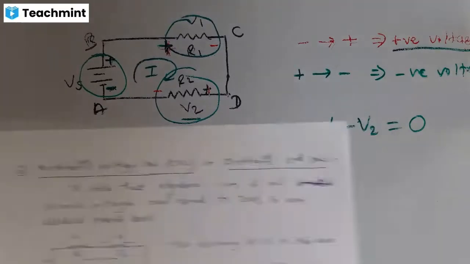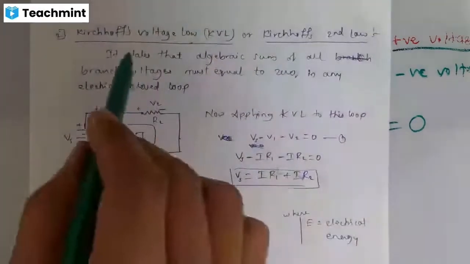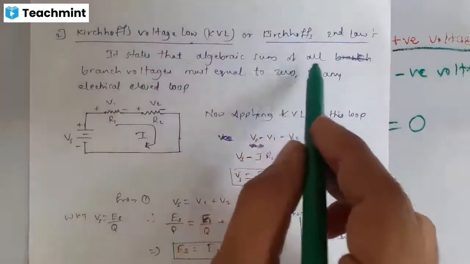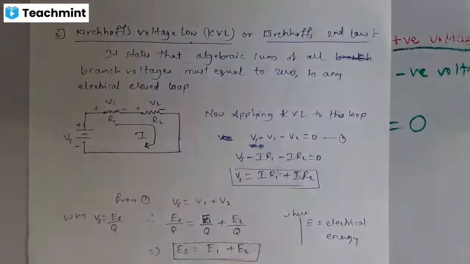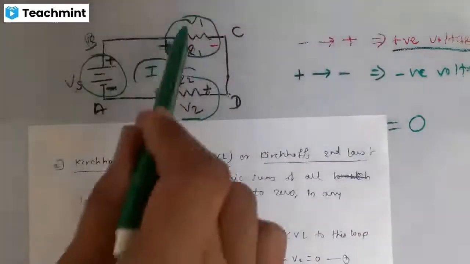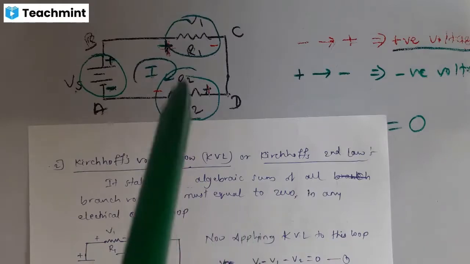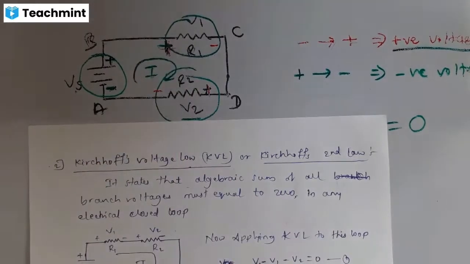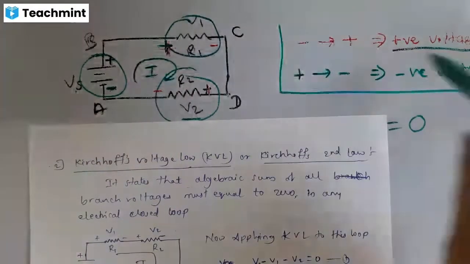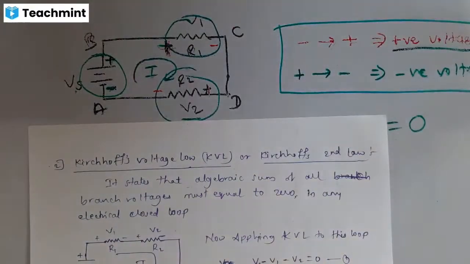Here you can see the definition. It states that the algebraic sum of all branch voltages. Branch voltages are what? This one, Vs, V1, V2. These are all branch voltages. But algebraic sum means you have to consider its polarity. Polarity in the sense what? Positive, negative, you have to consider these things.